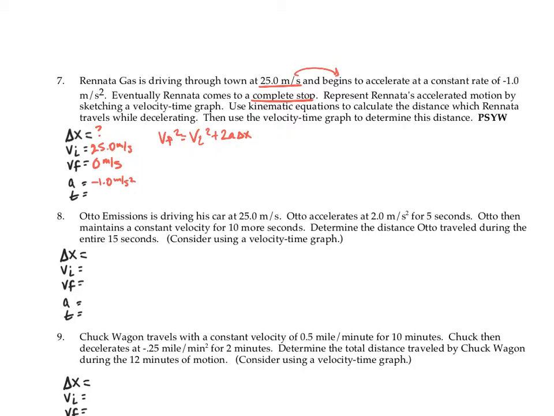So my final velocity is 0. Initial, 25, that needs to be squared, plus 2 times -1 times the displacement. So 25 squared is 625. And then this becomes -2 because the -1. So if I add this term to both sides, you get 2 times delta x equals 625.